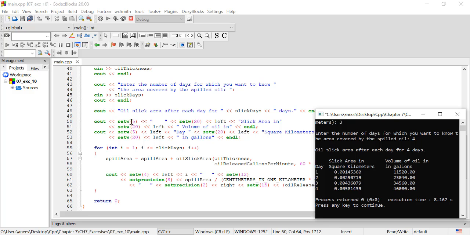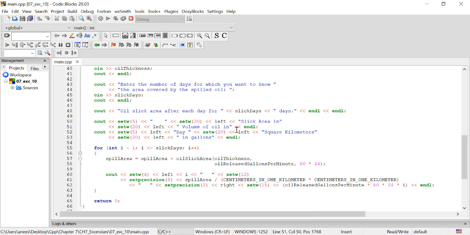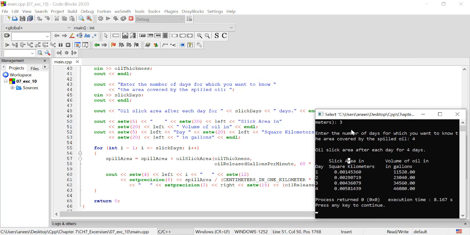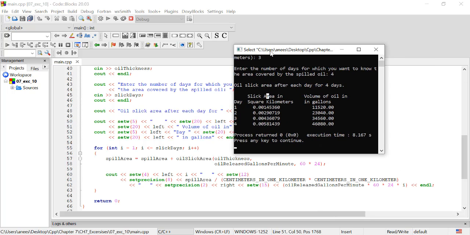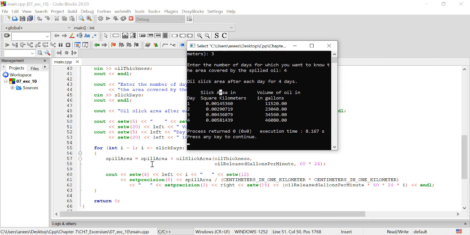This is the first column, mind you. See that? Slick area in, slick area in. And then we go a little bit further and we have volume of oil in and out. And then we go on to the next row, and it's pretty much what I already explained. Anyways, you don't have to go over that. Now we're going to go over what's right here.